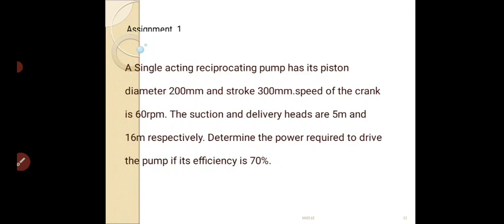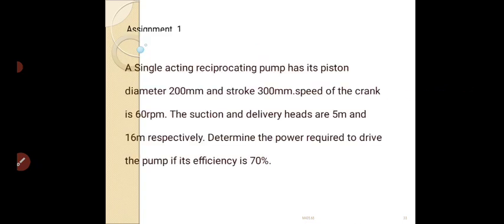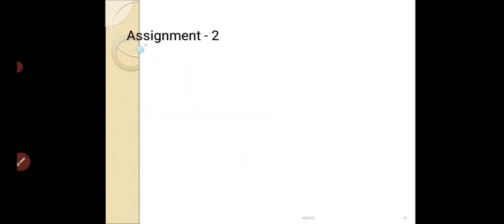Already we solved it. So here is one more second problem. Already this assignment problem we solved in the first assignment. Okay, why are we solving it here? Because this problem is very important, and this is also very important.